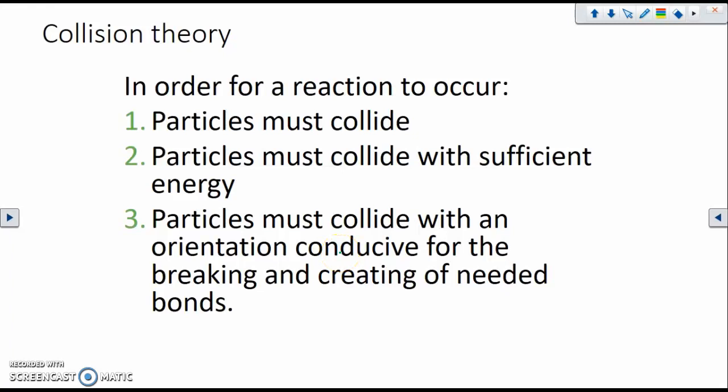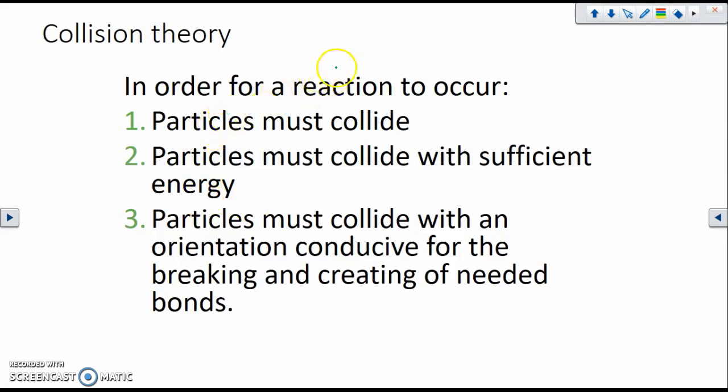Hello everyone, in this video we're going to be talking about how reactions actually occur and how we diagram chemical reactions. The main component of how reactions occur can be explained using something called collision theory. There are three main components of collision theory: in order for a reaction to occur, particles must collide, they must collide with sufficient energy, and they must collide with the correct orientation.